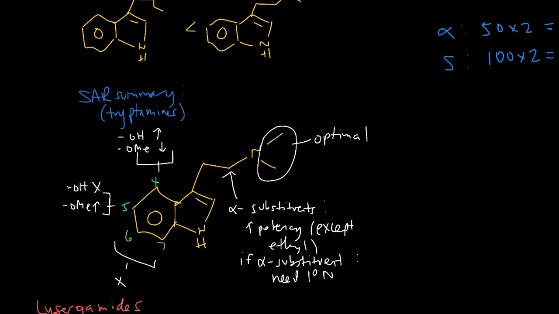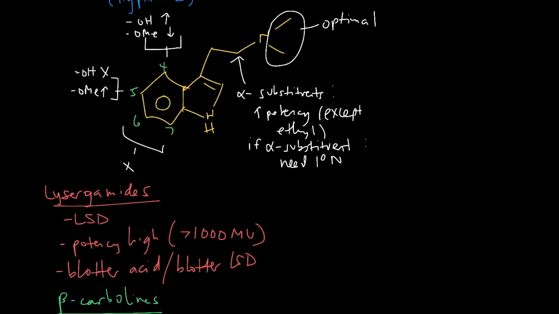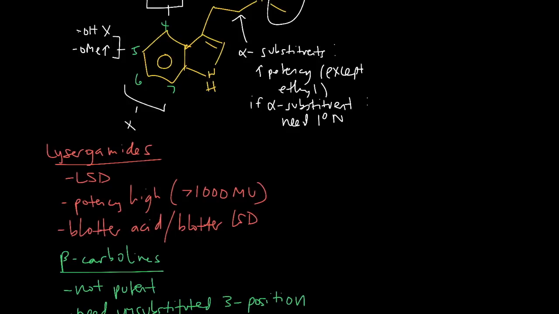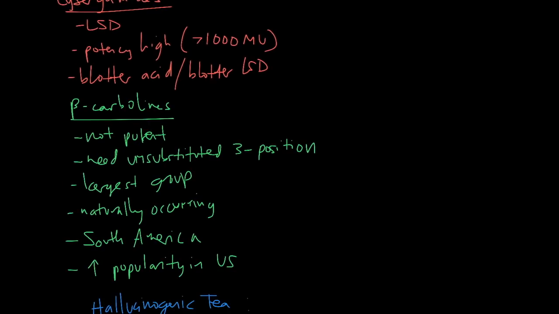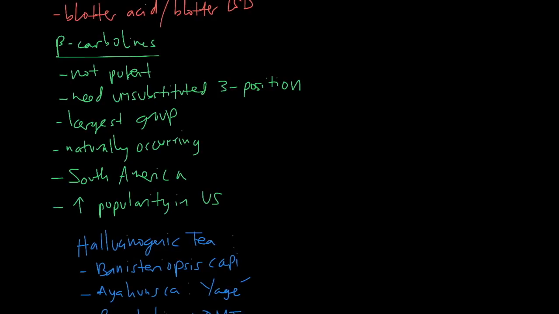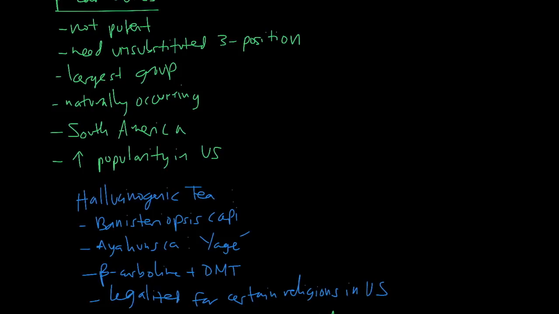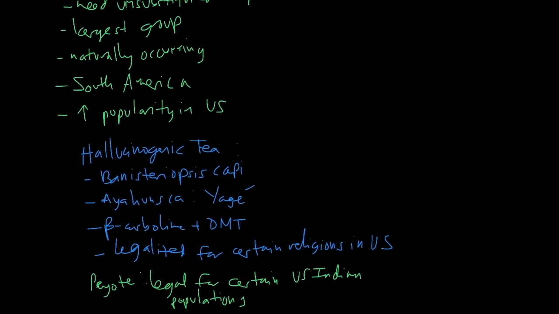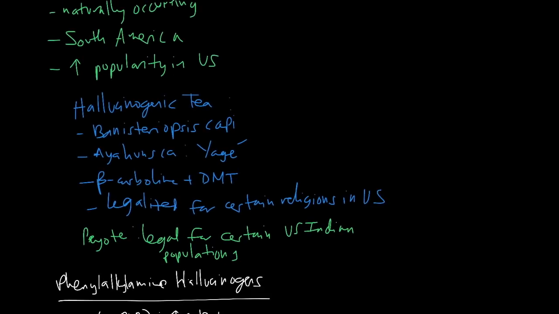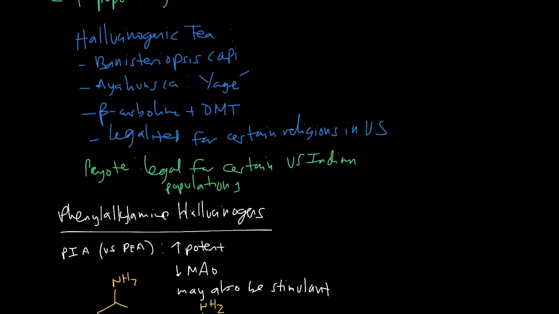Lysergamides include LSD and are really potent. You can find them on blotter acid, also known as blotter LSD. Beta carbolines are naturally occurring in South America and are not as potent. They need an unsubstituted 3-position, the largest group of hallucinogens known to man. They are gaining increasing popularity in the U.S. and are found in hallucinogenic tea. Apparently, peyote is legal for certain U.S.